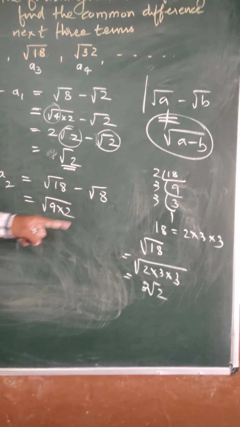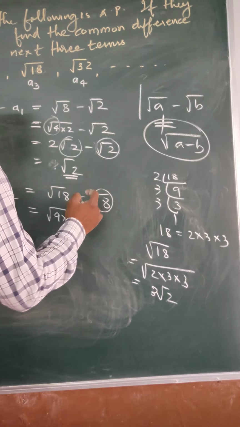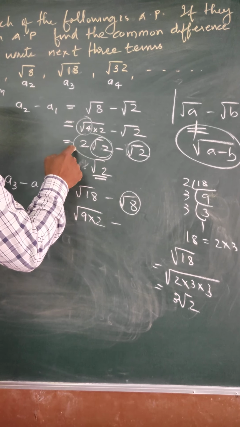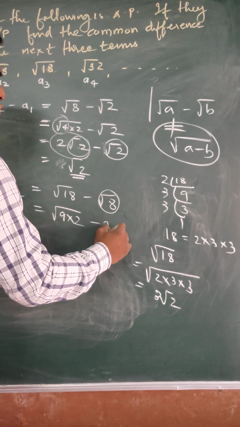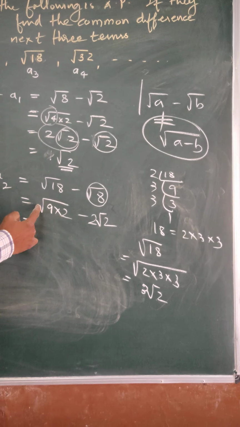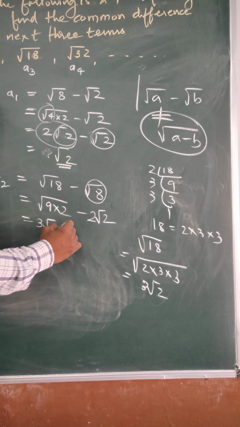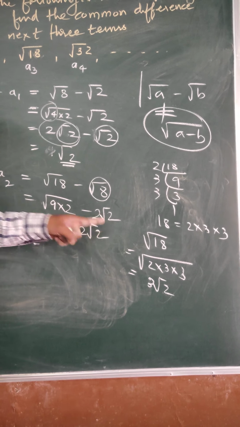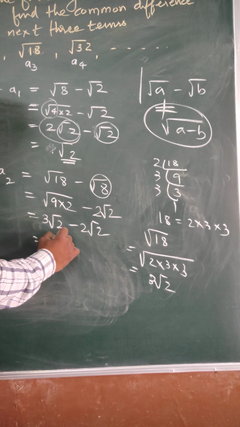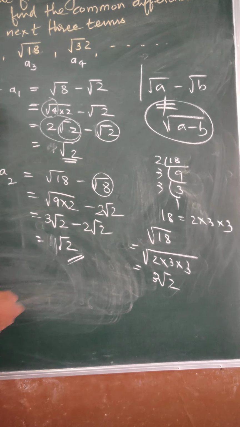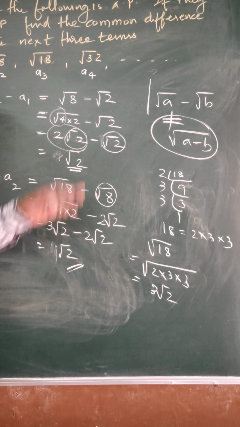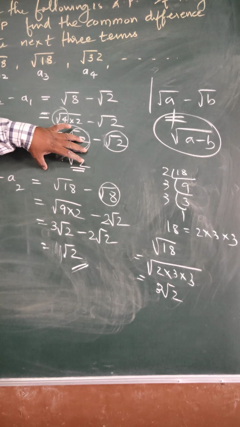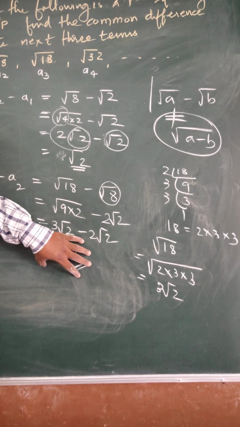Or you can write 9 into 2 minus under root of 8, which is already obtained in the previous case. So it is 2 root 2. So this is equal to 3 root 2 minus 2 root 2. So here also you can see 3 root 2 minus 2 root 2 is equal to again 1 root 2, or simply root 2. So here also the common difference is root 2. Here the common difference is root 2, and here the common difference is root 2.